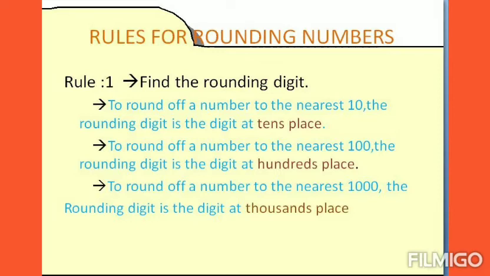Okay, when we are rounding the numbers to the nearest 10, the digit at the tens place is the rounding digit. When we are rounding the number to the nearest 100, the digit in the hundreds place is the rounding digit. When we are rounding the numbers to the nearest 1000, the digit in the thousands place is the rounding digit.